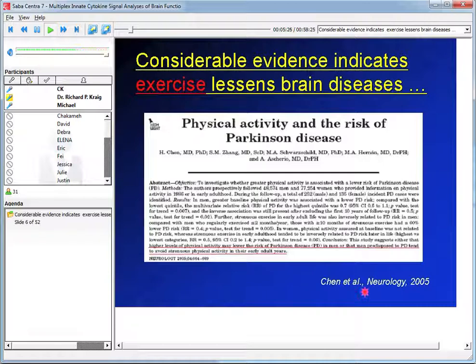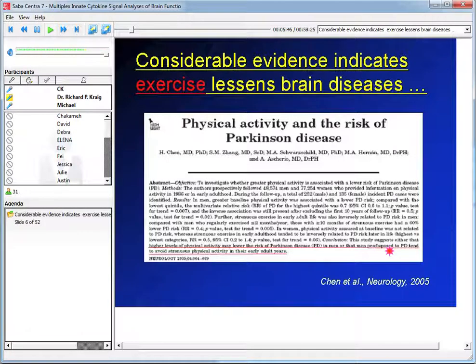There's a nice article by Chen in Neurology in 2005, and the basic thrust of it is that increased physical activity lowers the risk of Parkinson's disease, or those predisposed to Parkinson's disease, anywhere from early adulthood, middle adulthood, to later adulthood.